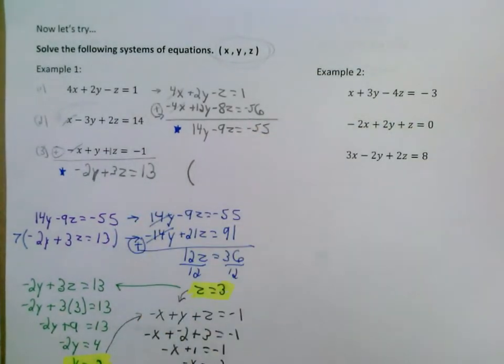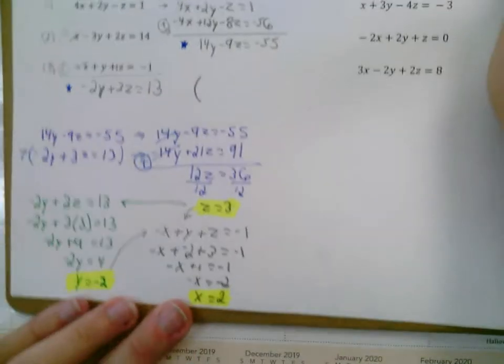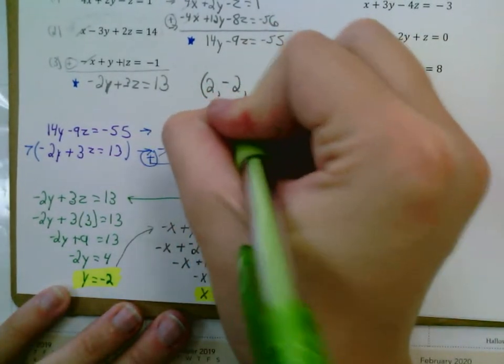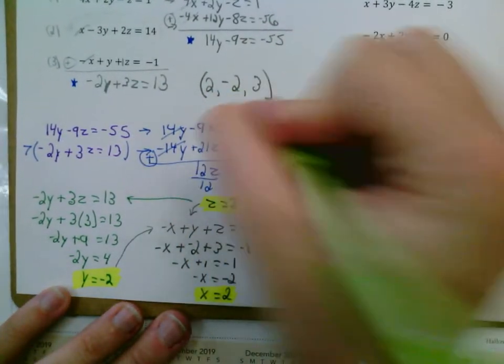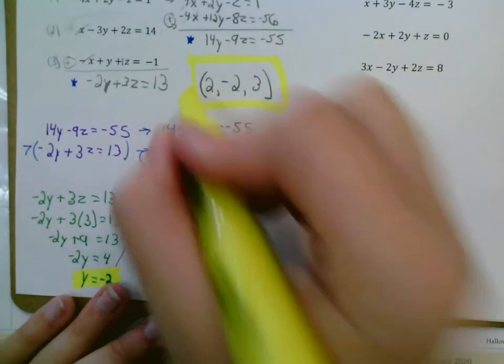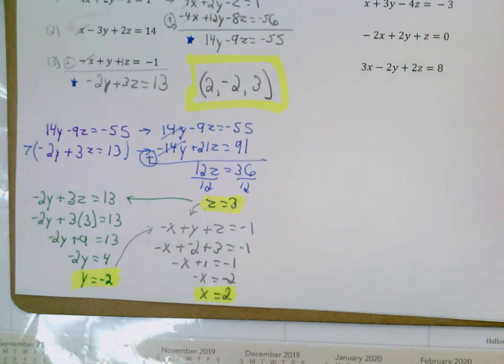So if I take that, my x, if I come down here, my x was 2, my y was negative 2, and my z was 3. So as far as my answer goes, there's my answer. Okay, so it is a little bit of a process, but like I said, the more you stay organized, the better off you'll be.